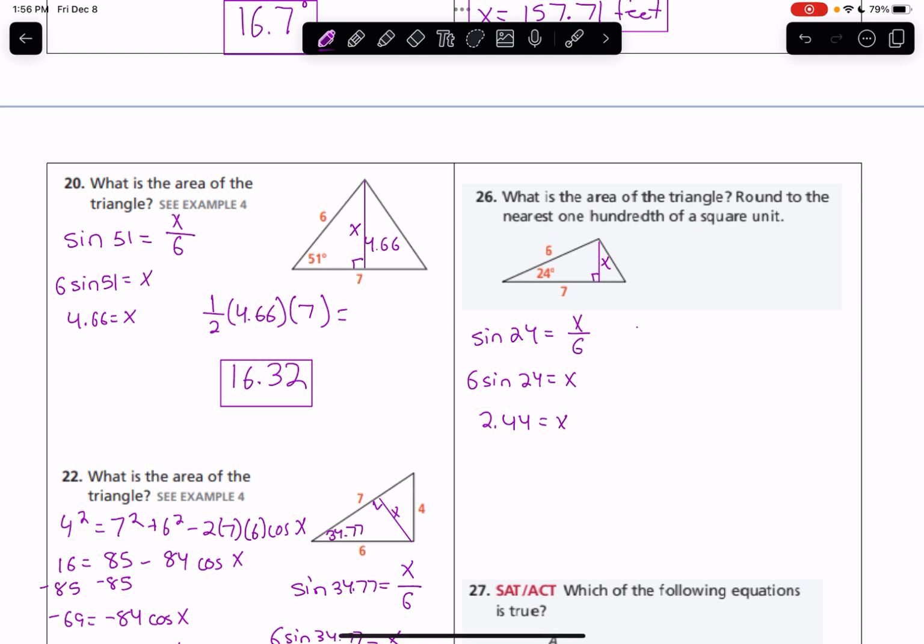We do base times height divided by 2, or 1/2 times 2.44 times 7. And we end up with 8.54 as the area to the nearest square unit.